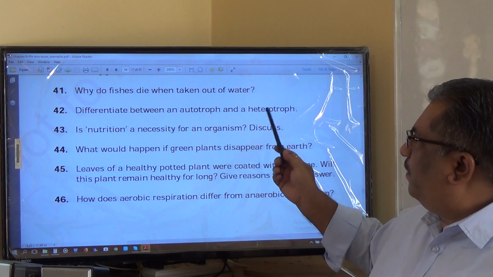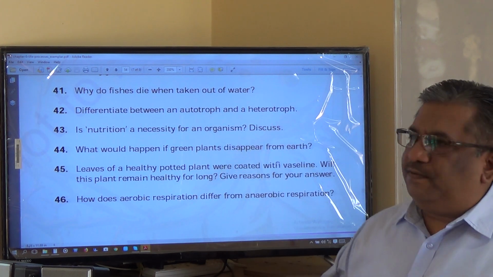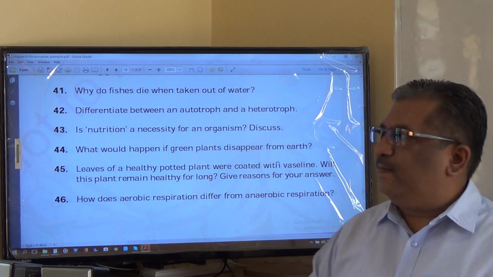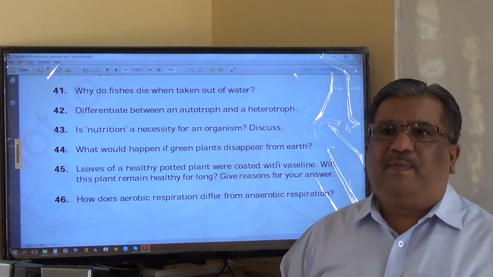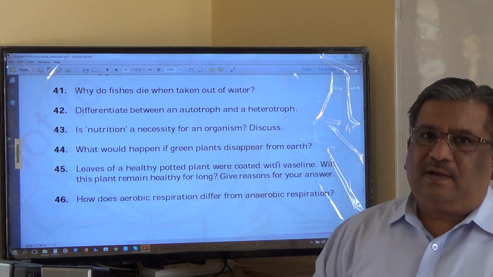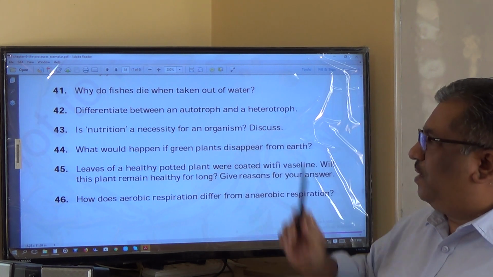Differentiate between autotroph and heterotroph. Autotroph, the food is synthesized by the organism. Heterotrophs, they depend for their food on other living organisms. Autotrophs contain chlorophyll. Lack of chlorophyll in heterotrophs.